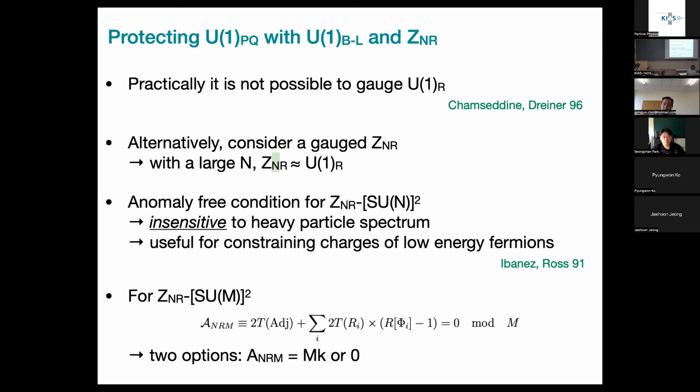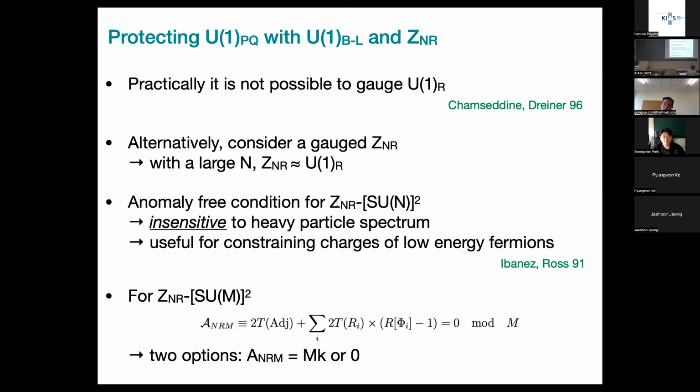Now let me look at how we could gauge this discrete symmetry and how we could justify the large N choice here. Because we want to have this as a gauge symmetry, we need to look at the anomaly free condition in which Z_NR is involved, okay? But the mixed anomaly condition of Z_NR is very sensitive to the heavy particle spectrum, so that doesn't really give us very useful information for constraining low energy physics, because that's totally model dependent UV physics. However, there's an exception for this.